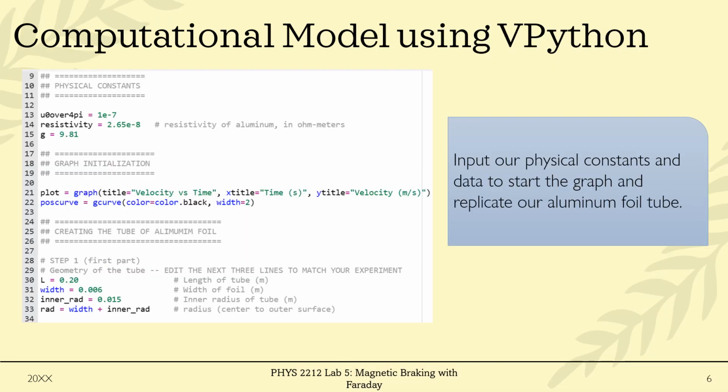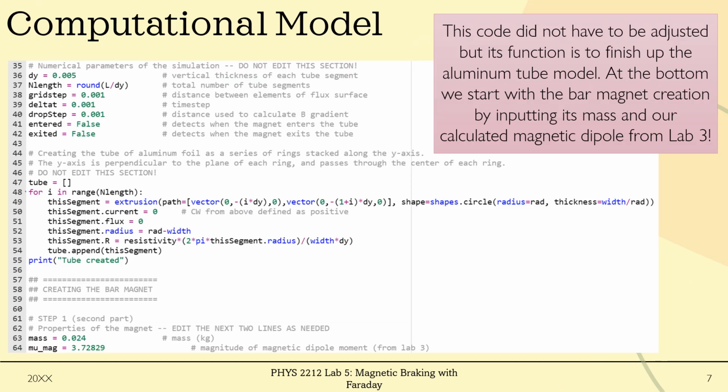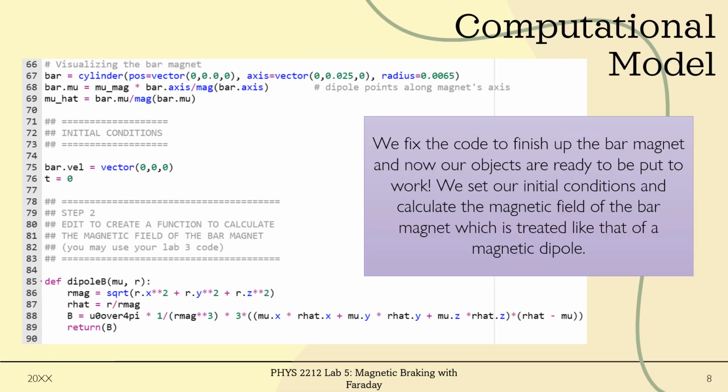So now I input that data into this computational model in VPython, and in this page you're going to be adding the physical constants and data to start the graph and replicate the aluminum foil tube. Here we didn't have to adjust the code, but its function is just to finish up the aluminum tube model, and at the bottom we started to put in the bar magnet by putting its mass and the magnetic dipole. We fixed up the code to finish the bar magnet, and now our objects are in there and ready to be put to work.